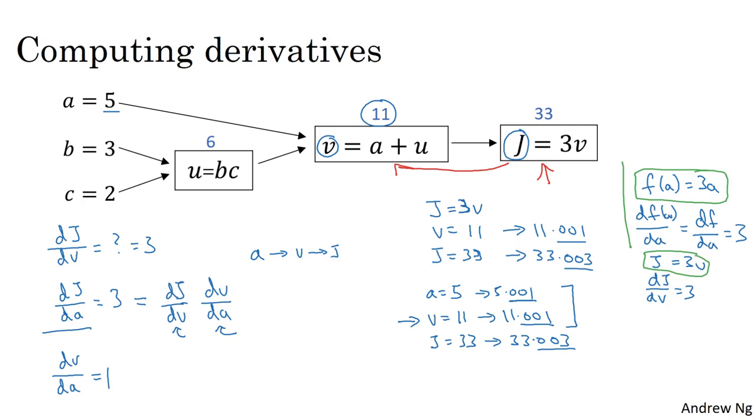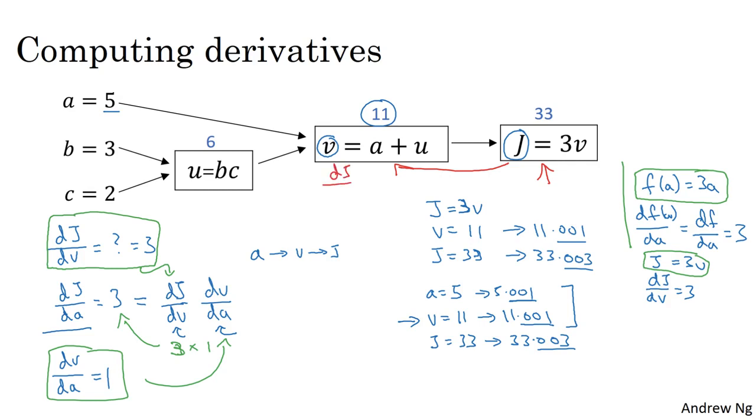So in fact, if you plug in what we had worked out previously, dv dj is equal to 3, and dv dA is equal to 1. So the product of these, 3 times 1, actually gives you the correct value, that dj dA is equal to 3. So this little illustration shows how, by having computed dj dv, the derivative with respect to this variable, it can then help you to compute dj dA. And so that's another step of this backward calculation.